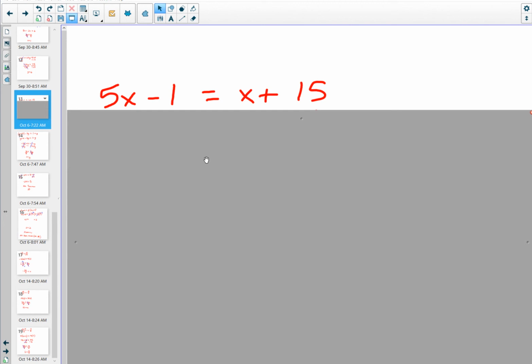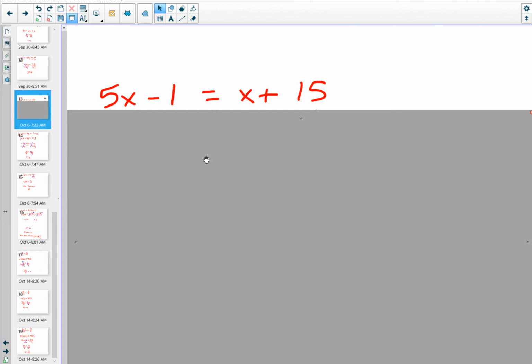Megan, what's different about this one? The variable. What about the variable? It's on both sides. Yeah, we have variables on both sides. You have to move one to the other side.